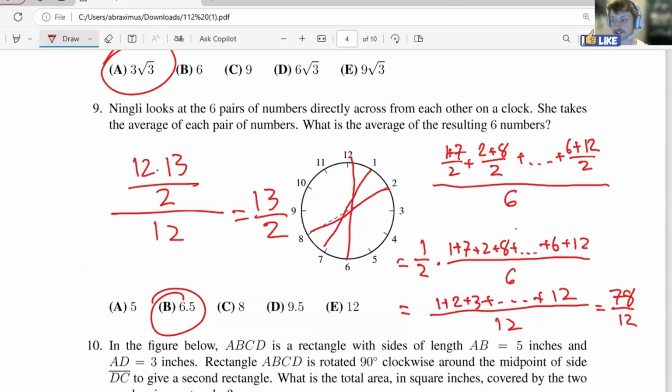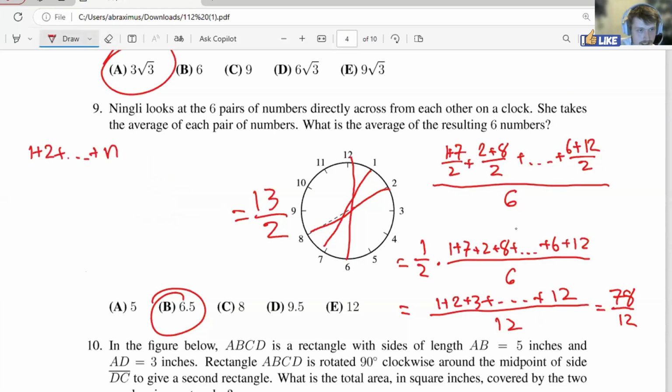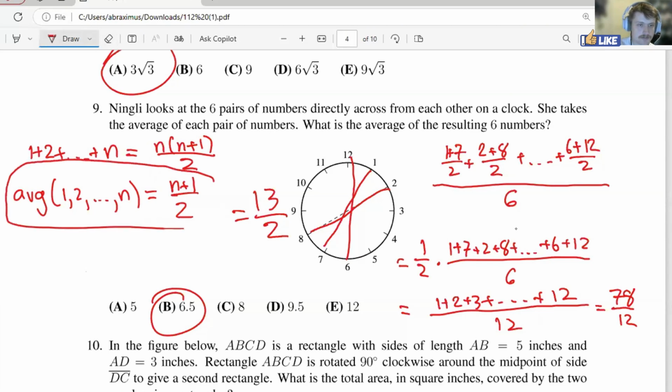What this formula tells us is that if we want to find the average of the first n consecutive numbers, I'll say n now. So we got 13 over 2, but in reality, if we have 1 plus 2 plus all the way down to n, that is, according to Gauss, n times n plus 1 over 2. But if we want the average of these numbers, that should be n plus 1 over 2. So if you just remember this formula the next time you see a question like this, you could save yourself a ton of work. You could just say, oh, 12 plus 1 over 2, which is 6.5.